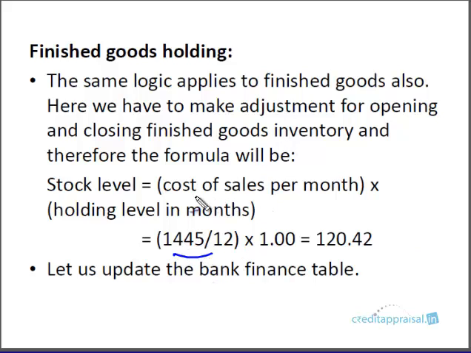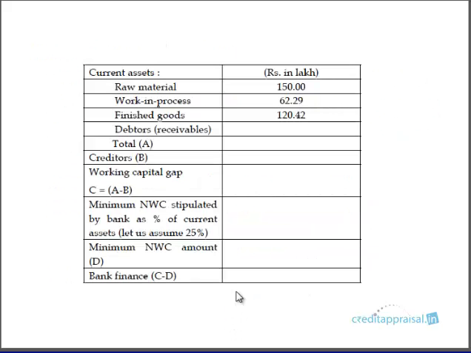So for cost of sales is 1445. 1445 by 12. This is cost of sales per month. 1445 by 12 into holding level is 1 month. So 120.42. So again we can update the table. We have now this table.